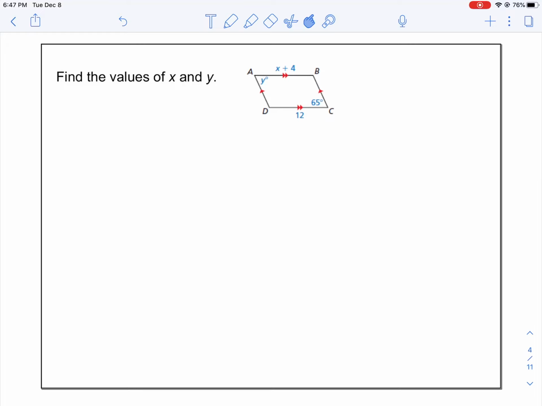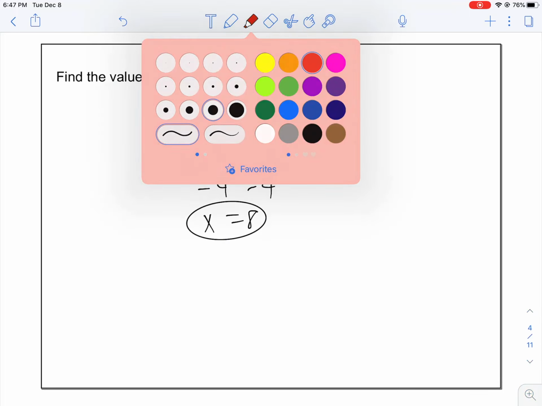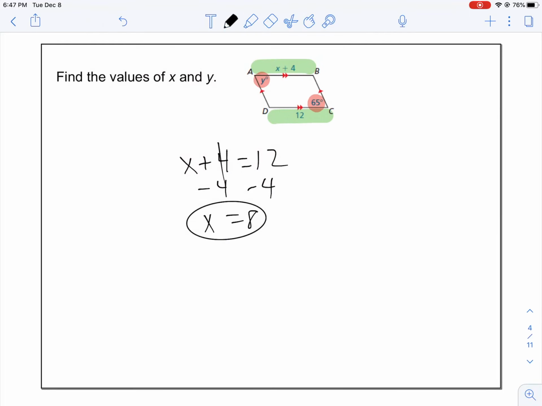So I've got this parallelogram here, and it says find x and y. Well, I know since it's a parallelogram, this and this are equal. So I get x plus 4 equals 12. Minus 4, and x is 8. Additionally, since it's a parallelogram, I know that these are equal, and I get y equals 65. But that one's already solved. So there we go. I'm done. I found my two answers, 8 and 65.